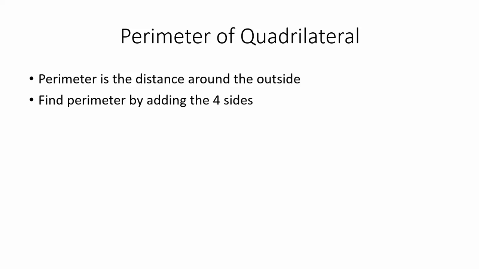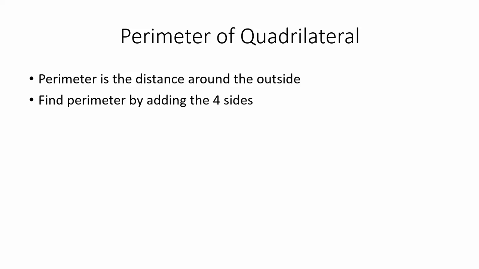In the previous assignment, you were introduced to perimeter and area. Perimeter is the distance around the outside of a shape. For example, if you were putting a fence around your yard, you're going to find the perimeter of any shape by adding up all the sides. In a quadrilateral, that means you add the 4 sides.